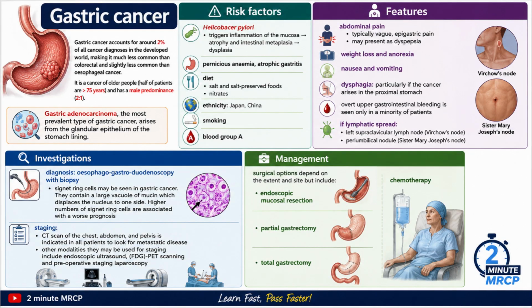So, remember the key points. Think of an older man with vague epigastric pain, weight loss, anorexia, and possible dyspepsia. Remember Helicobacter pylori and the progression from inflammation to atrophy, intestinal metaplasia, and dysplasia. Diagnosis is by OGD with biopsy, and staging includes CT of the chest, abdomen, and pelvis. And finally, signet ring cells indicate a poorer prognosis.